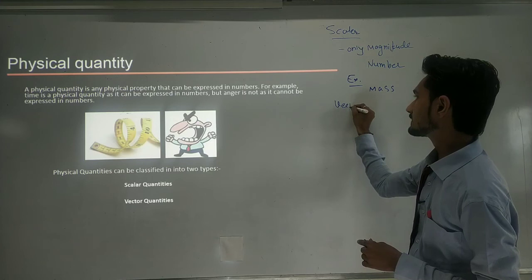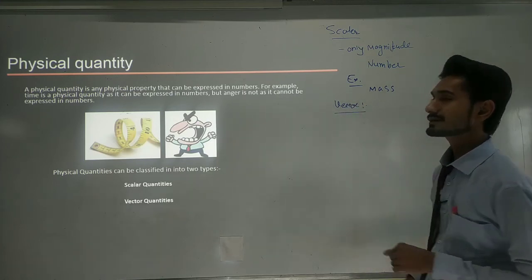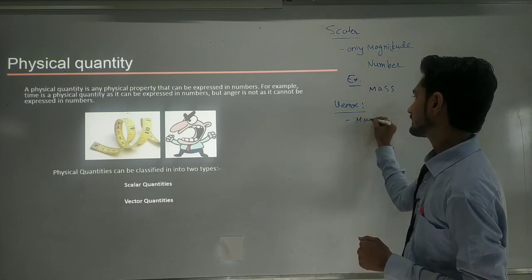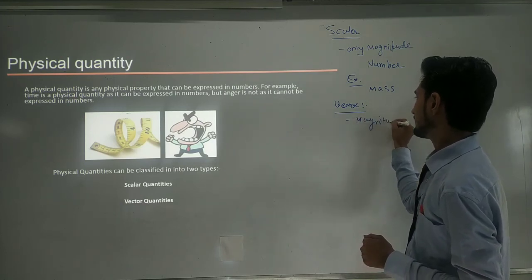Now going on to vector quantity. So what is a vector quantity? The quantity which we can represent by magnitude and direction.